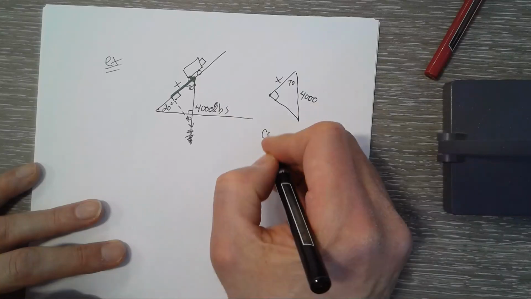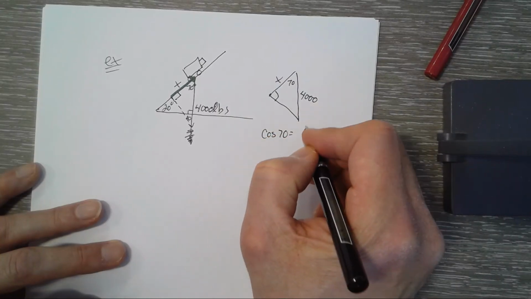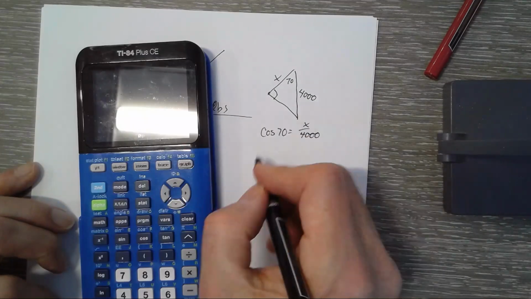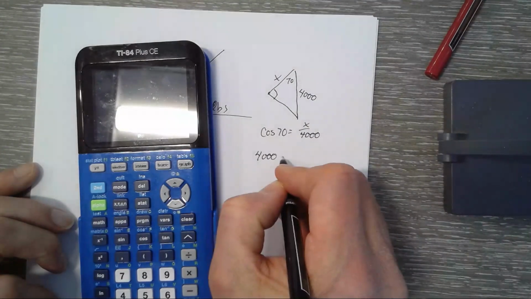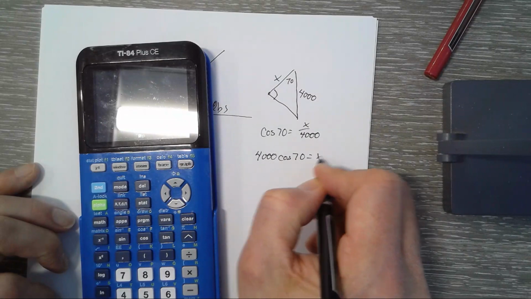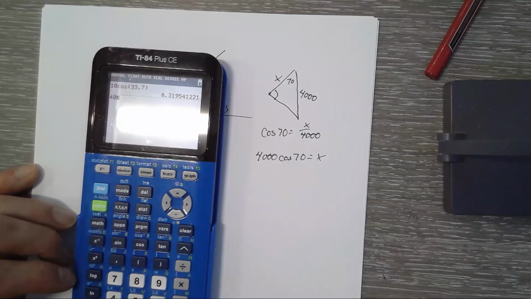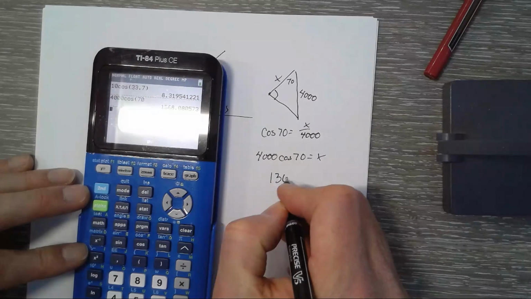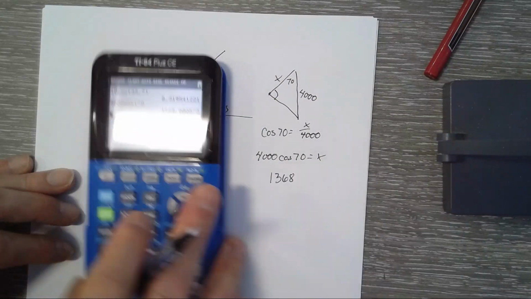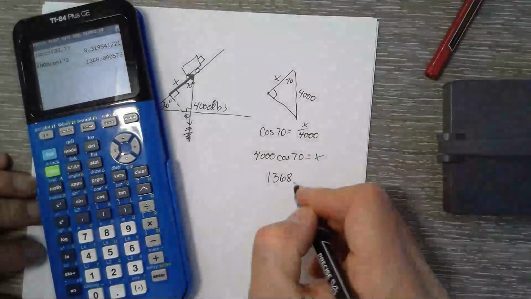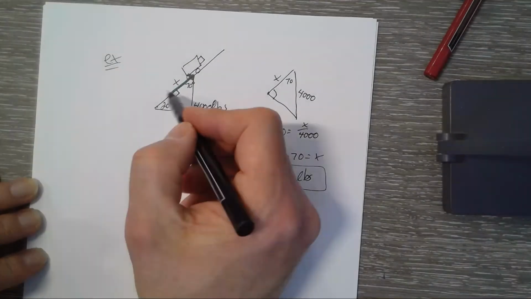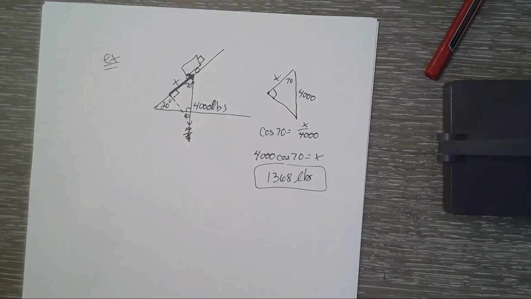So cosine of 70 equals X over 4,000, multiplied by 4,000. So 1,368 pounds of force just to keep it from rolling down the hill. That's what that vector is right there, the green vector. All right, I think that's enough on vectors.